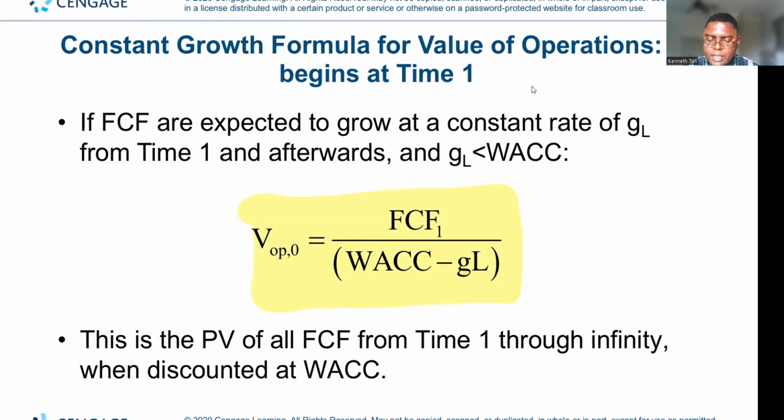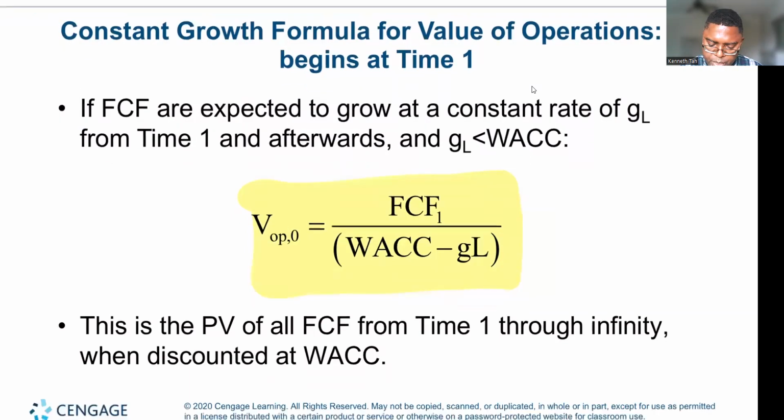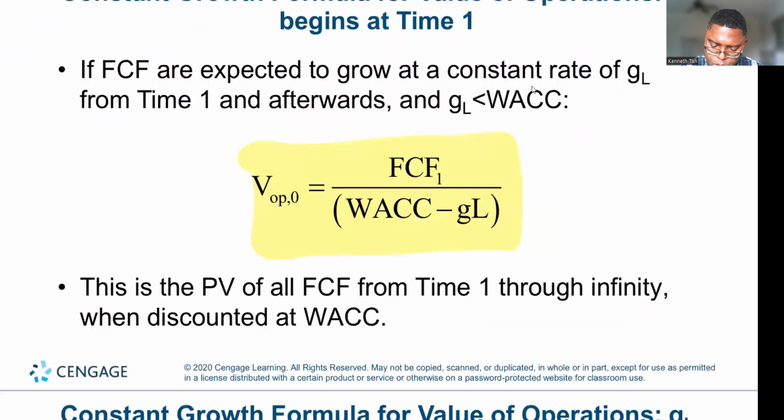So we use mathematical computation and we end up with the value of operation being equivalent to free cash flow year 1 divided by WACC minus the growth rate, all right? So once we have this, we can add that to short-term investment to get our total value, which we are going to see. All right.